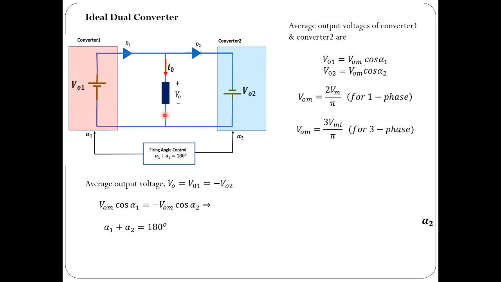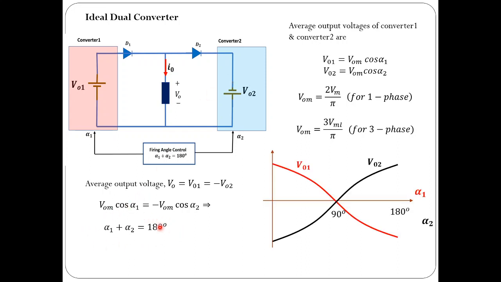So this is the condition in order to operate this dual converter. When you want to put converter 1 and converter 2 into operation at a time, you should maintain this particular relation between alpha 1 and alpha 2, right? Now you can also indicate the value of voltage across converter 1 and converter 2, in fact the average value of voltage across converter 1 and converter 2. You can find its relation with respect to their corresponding firing angles.